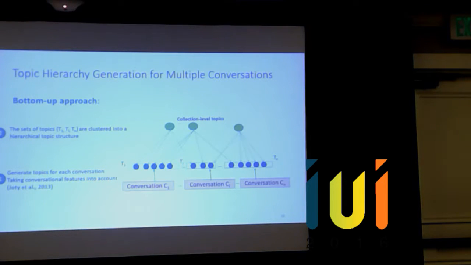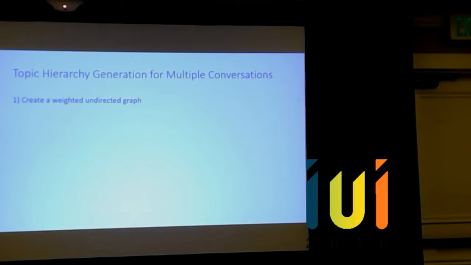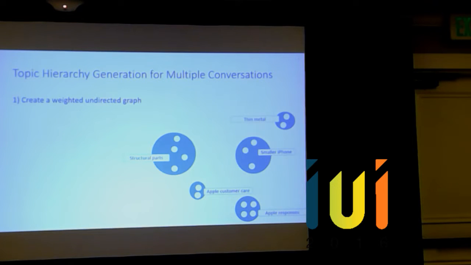So I'm going to talk about how we generate the topic hierarchy from the set of topics. For this purpose, we create an undirected weighted graph. And within this graph, you can see this toy example where each blue circle represents a topic from a conversation, and the white circle within that blue circle represents the set of sentences for that topic. Okay? So the next step is to measure the similarity between these two topics.